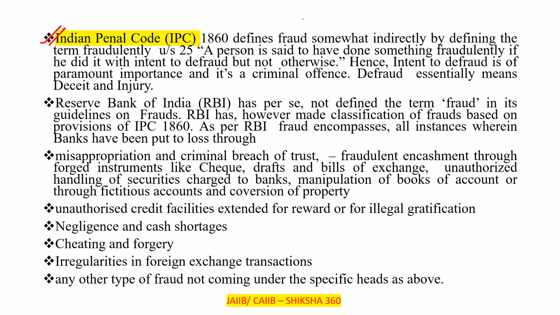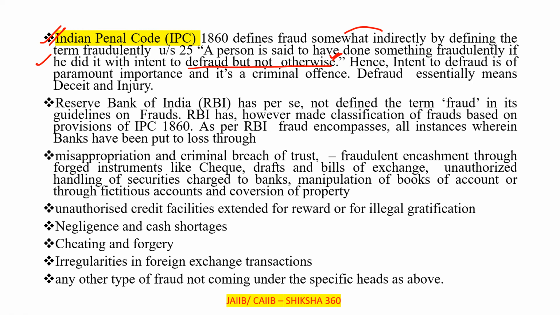So IPC 1860 defines fraud somewhat indirectly by defining the term fraudulently under Section 25. It says that a person is said to have done something fraudulently if he did it with the intent to defraud, but not otherwise.